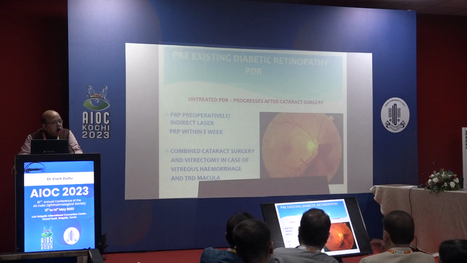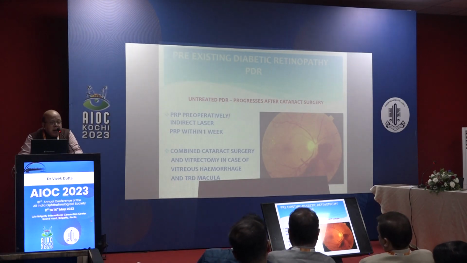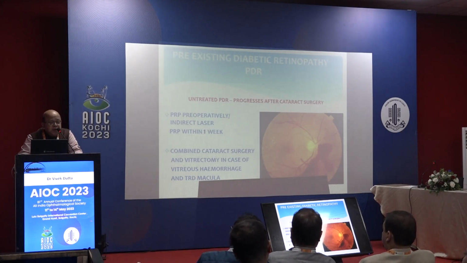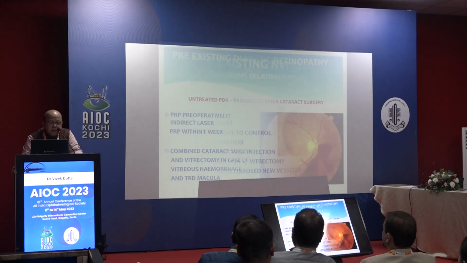So if possible, we have to go for a PRP preoperatively, and if the view is not that good, indirect laser photocoagulation PRP can be done within a week's time after the cataract surgery. And combined cataract surgery and vitrectomy can be taken up in case there is a vitreous hemorrhage or a tractional retinal detachment of the macula.